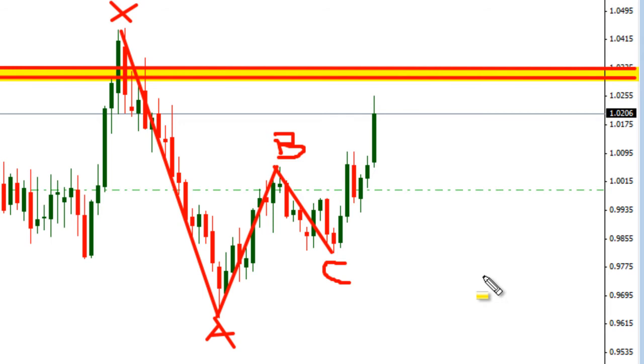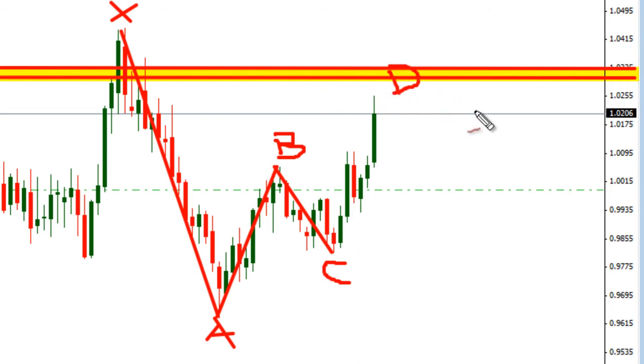I posted this emerging Gartley pattern 2 weeks ago and even last week, and I also alerted traders and stated the reason why I will remain on the bullish side of the market on this pair. Of course, my reason is that the CD leg of the emerging Gartley pattern is not yet complete. This is point D. This is our potential reversal.